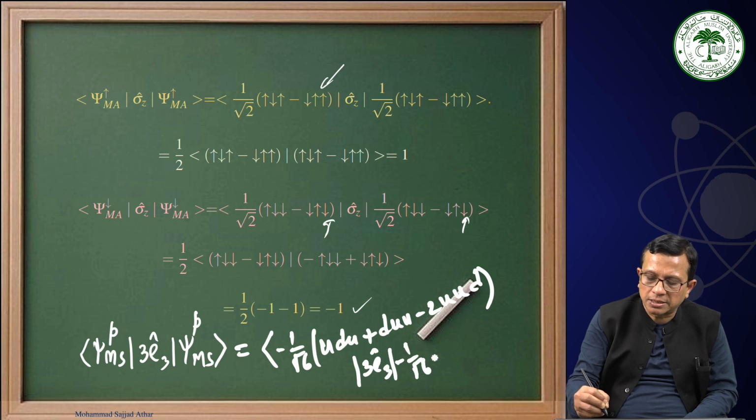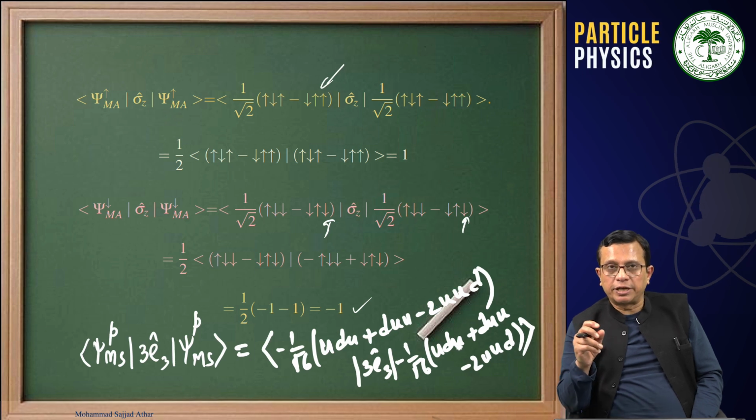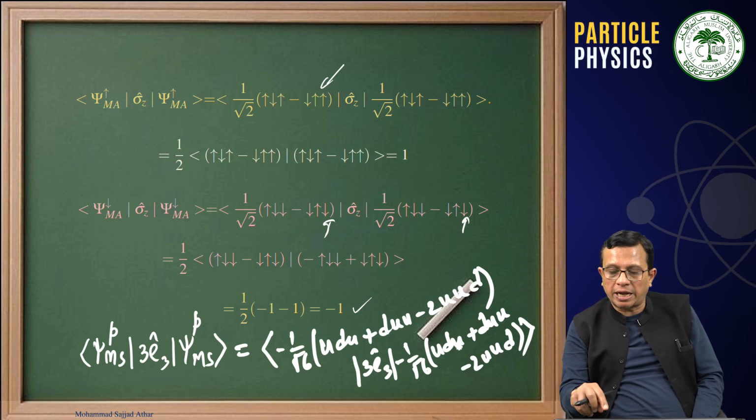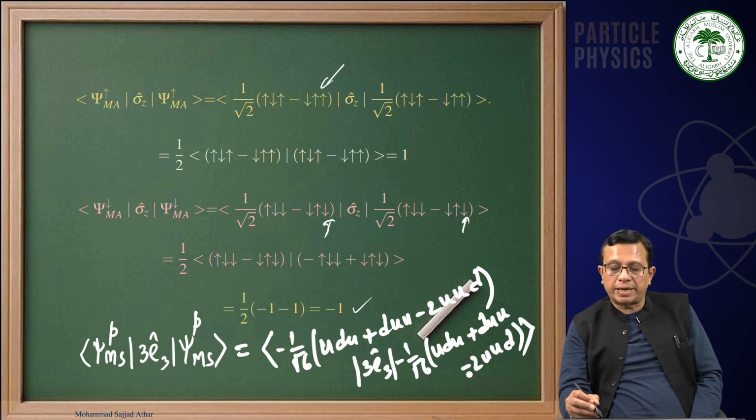minus 1 by root 6 (udu plus duu minus twice uud). And you see E3 will operate on u. This will give me 2 by 3 times the electronic charge and will return back this state. E3 will operate on u. This will give me 2 by 3 the electronic charge, return back this state. E3 on operating on the d quark will give me a minus 1 by 3, and that minus 1 by 3 will make this plus 2 by 3.